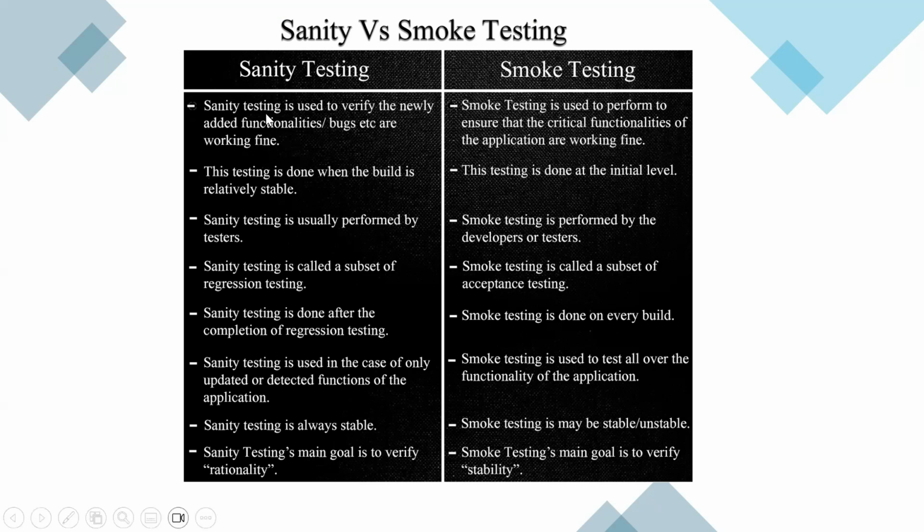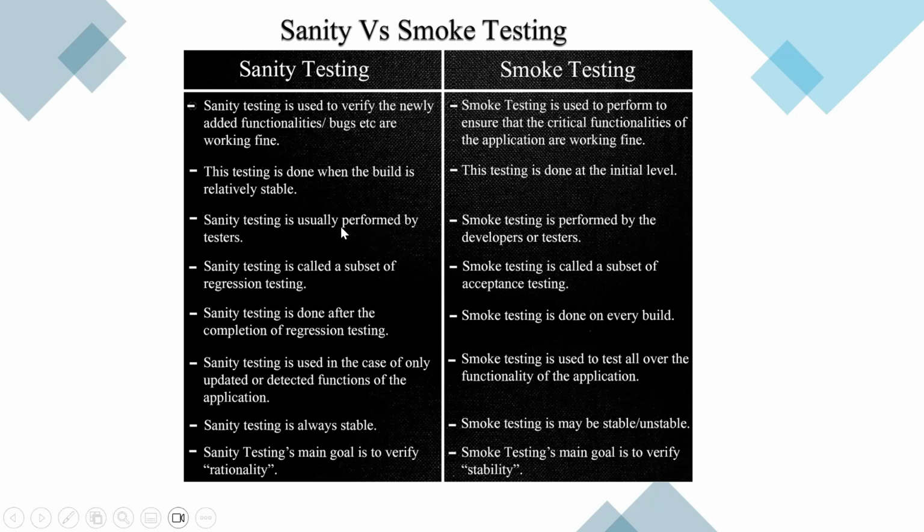Now the second point. Sanity testing is done when the build is relatively stable. When your build is stable, only then can you perform sanity testing. Smoke testing is done at the initial level. Why do we do an initial level of testing? Because once you are able to launch the application, only then can you verify smoke testing. You can take the URL of your application, hit it, and check whether it is launching properly or not. That is called initial level of testing, right?